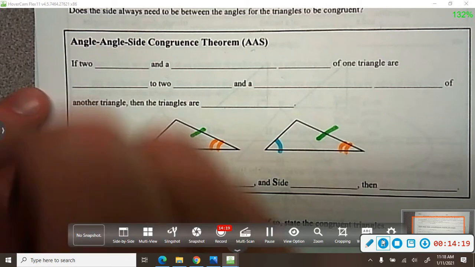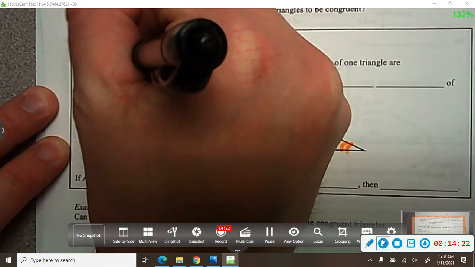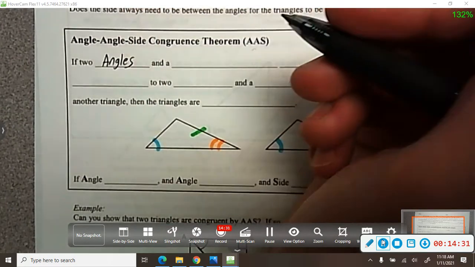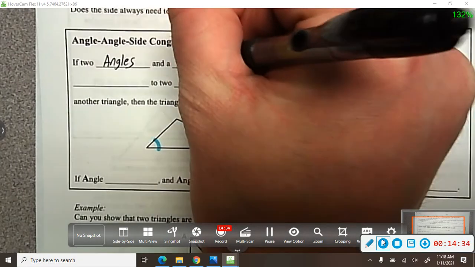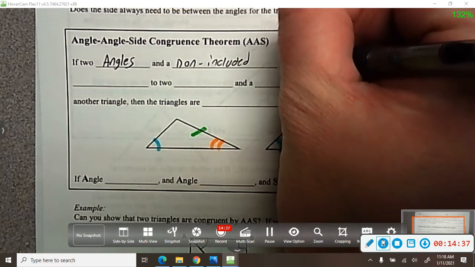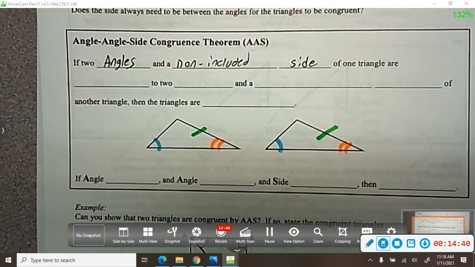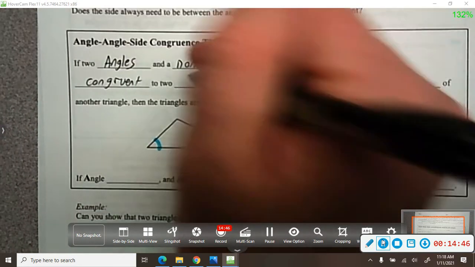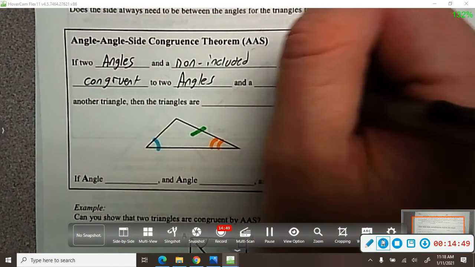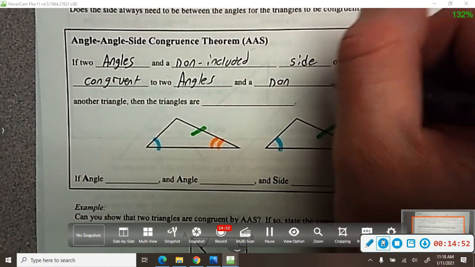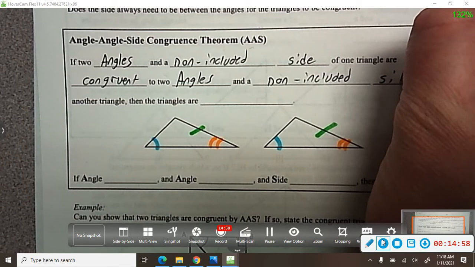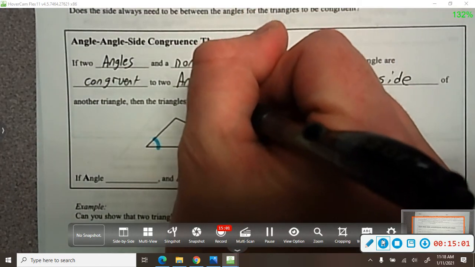So if two angles and a non-included side of one triangle are congruent to two angles and a non-included side of another triangle, then that's enough to show they're congruent.